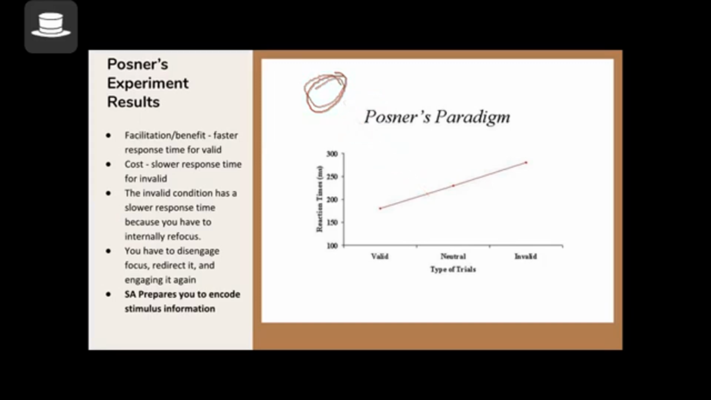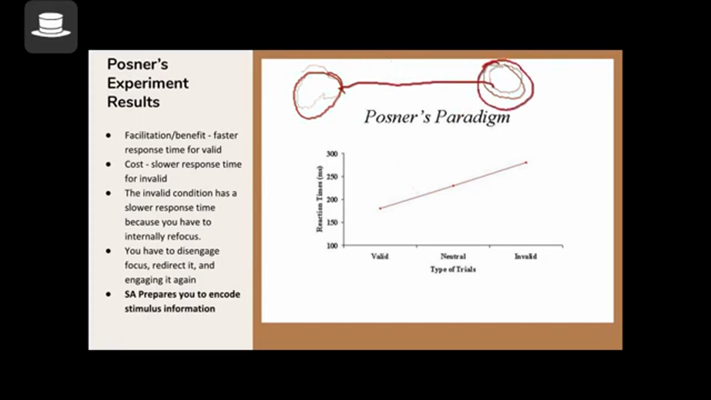Now, why is it slower for the invalid items? Remember, if the Q was on this side, you're expecting an object here, but you saw an object here. For you to detect this object, you need to disengage from this one. In other words, your anticipation has to change, disengage, and re-engage on this part. That's why it is taking longer.